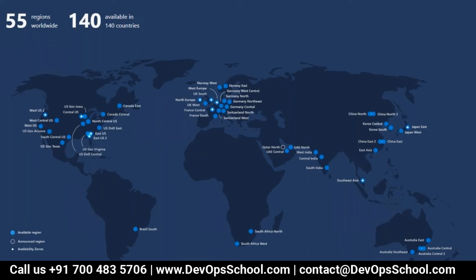Now my question is for all of you. I told you for each region there are three availability zones, right? So for 55 regions, how many data centers? Tell me. Who said multiply by three? Just give the number, man. 165. Yeah, correct, 55 into three.